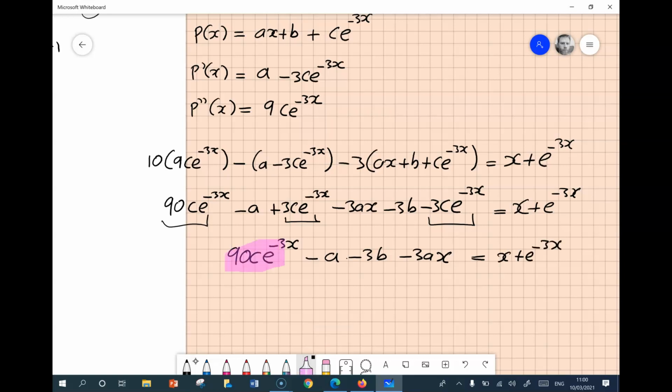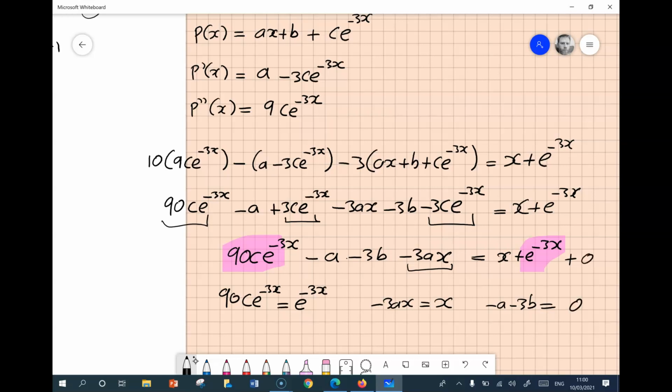Now, I can see I've got my exponentials there, so I can let those equal my exponentials on my right. So 90c e to the power of minus 3x is just going to be equal to e to the power of minus 3x. Then I've got my x's on the left side: minus 3ax is just going to be equal to the x's on the right, x. And then I've got my constants, my things without any x's. That's minus a, minus 3b, but there are no constants on the right, so I could say there's 0 constants, plus 0.